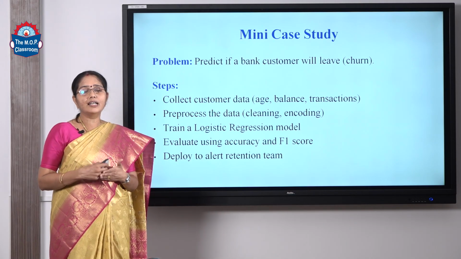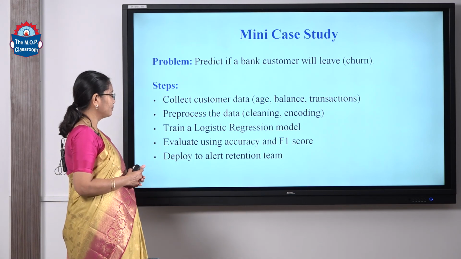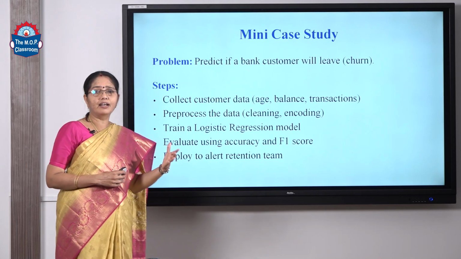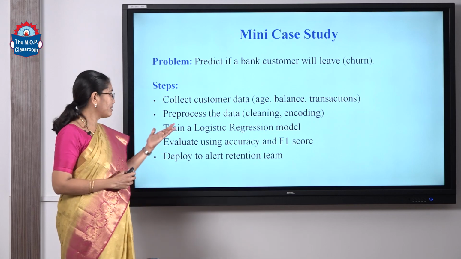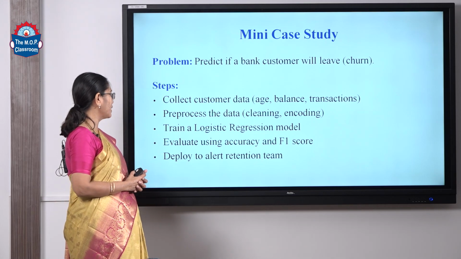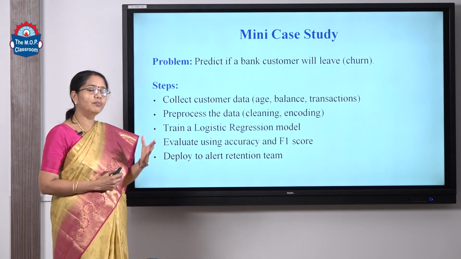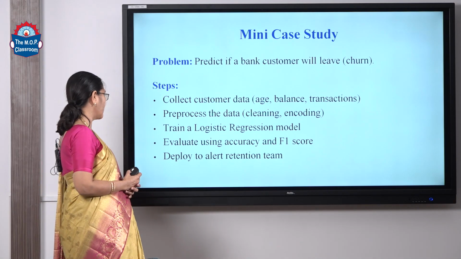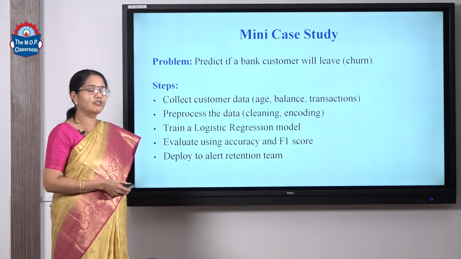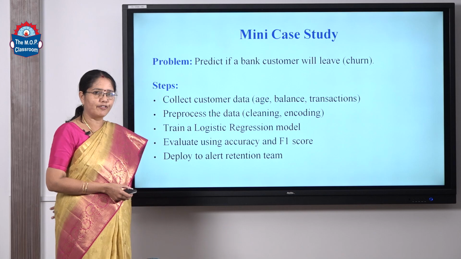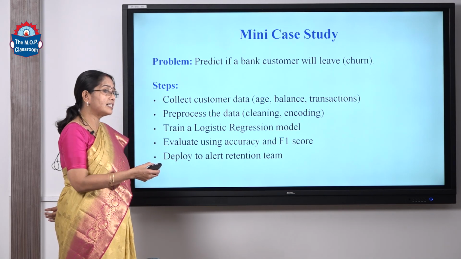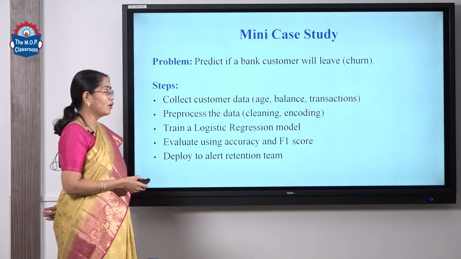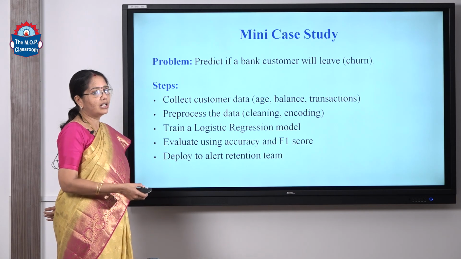Then the data cleansing has to be done in the pre-processing stage. Then we have to train a model. This model can be trained using several algorithms. It can be trained using a logistic regression model, and based on the prediction that is given by the model, we have to evaluate the performance of the algorithm using accuracy and F1 score. So if the accuracy turns out to be more than 90%, then this learning can be used by the bank in order to retain the customers without them leaving the bank.